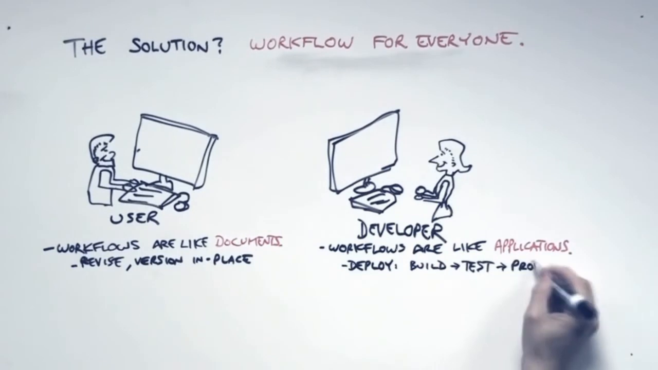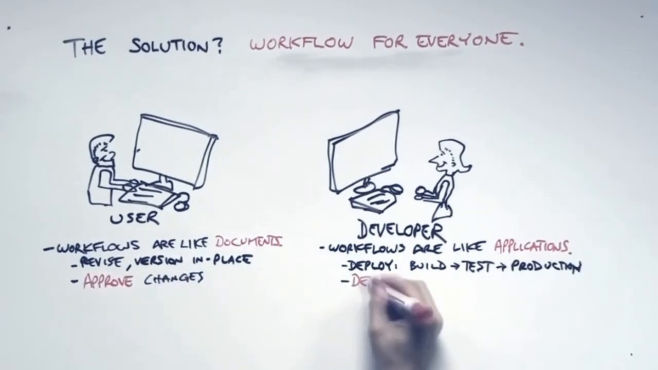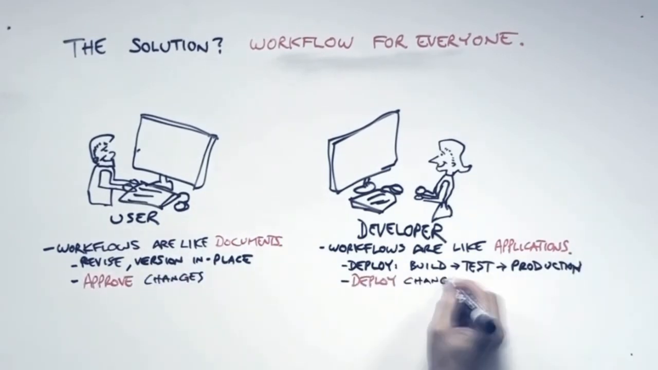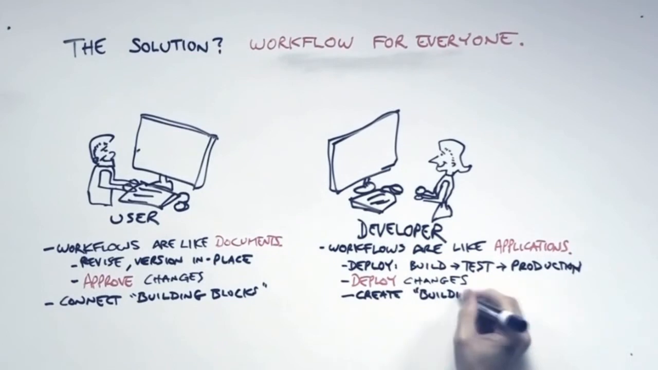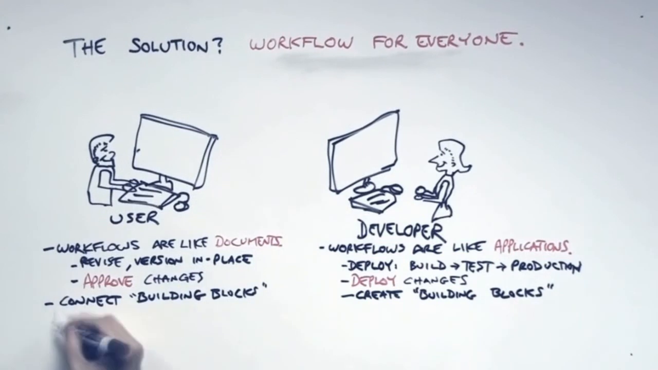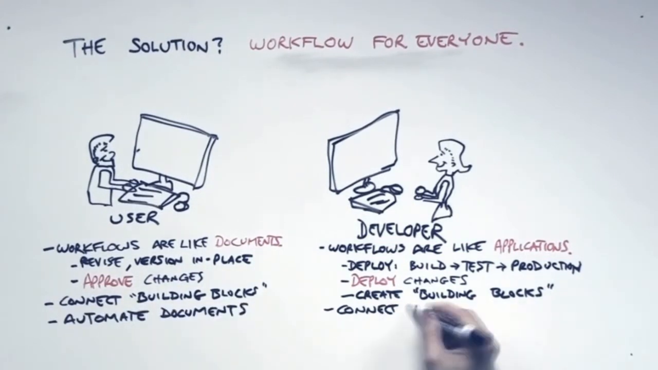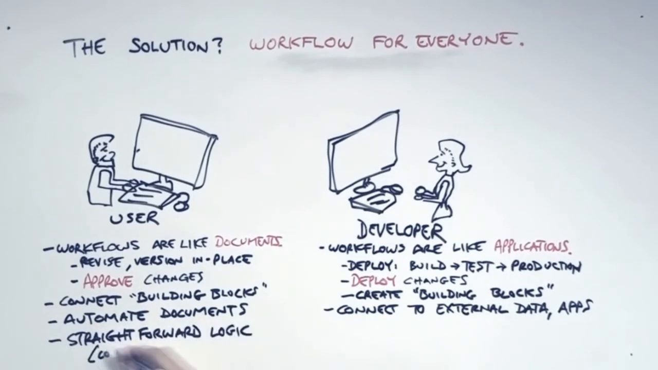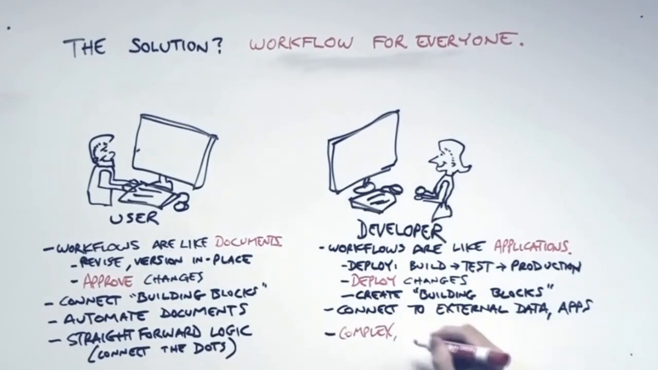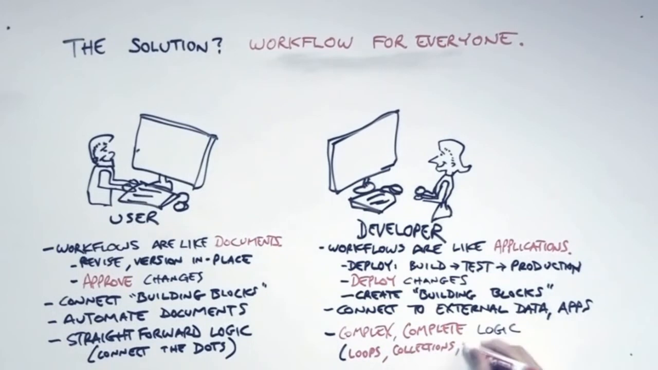They'll make changes in place. They'll circulate them for approval. Developers will put them through build, test, production deployment cycles. Users will generally want to string together building blocks that they know and understand. Developers will in many cases create building blocks of their own. Users might automate documents. Developers will connect to apps and data in other places. Users will probably draw linear logic. Developers need to model complex, complete logic, including looping, states, and such.